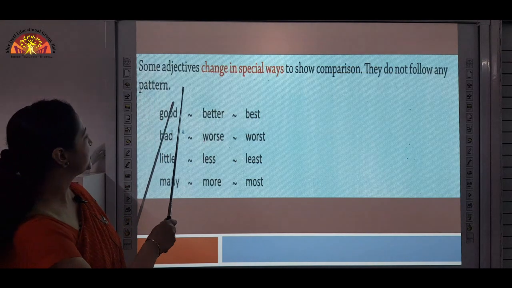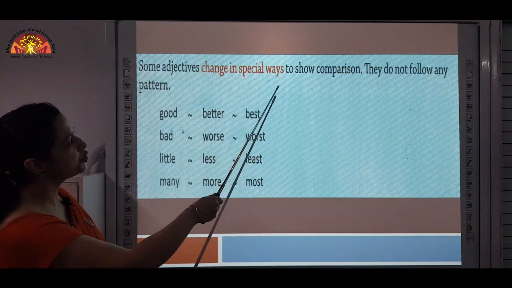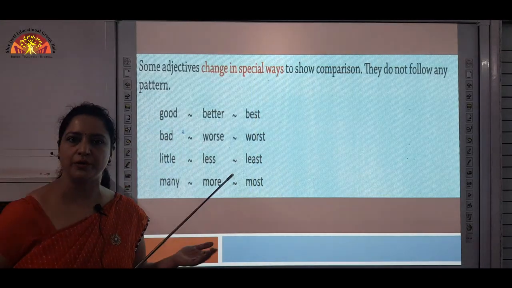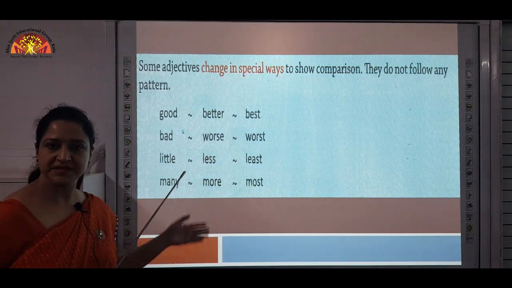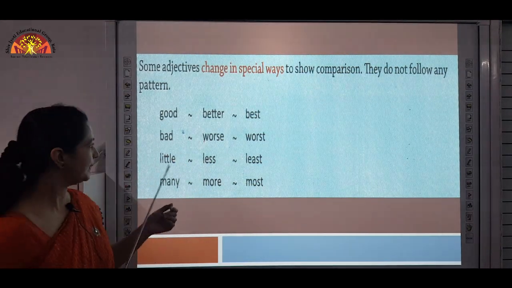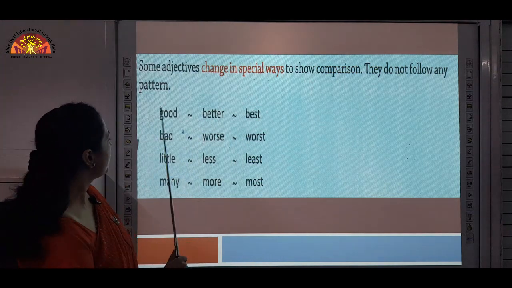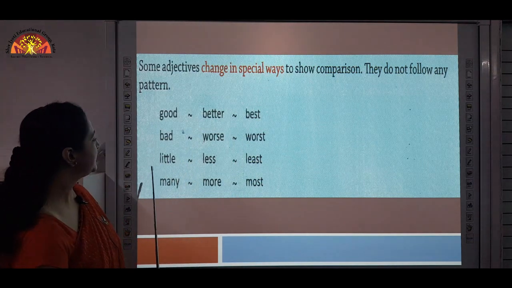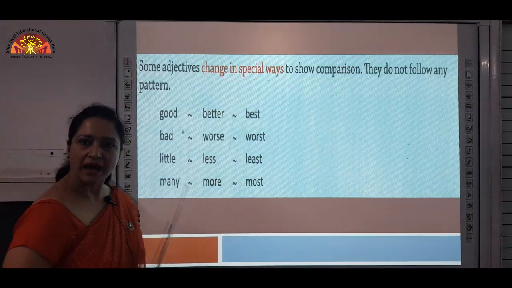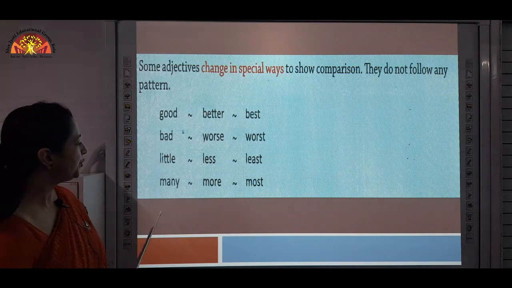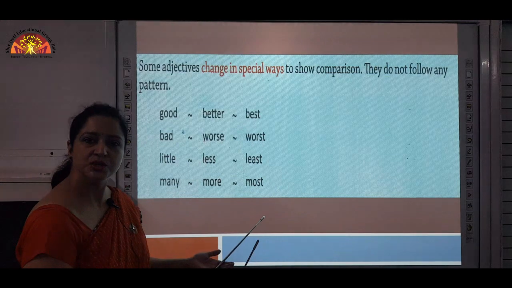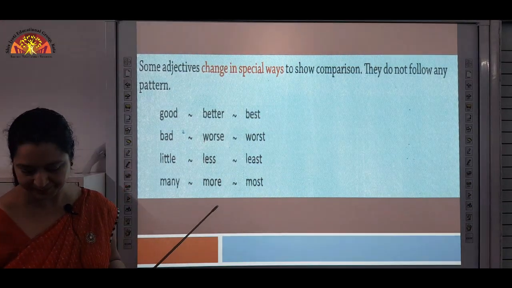Now some adjectives change in special ways to show comparison. They do not follow any pattern or any rule. Some adjectives are here, they do not follow any rule. You only have to learn these. Good, better, best; bad, worse, worst; little, less, least; many, more, most. These all are adjectives. These are the root adjectives, these are the comparative degree of comparison and these are the superlative degree of comparison.